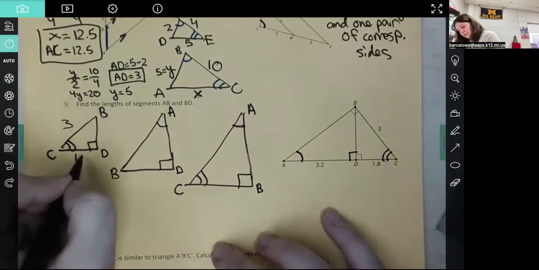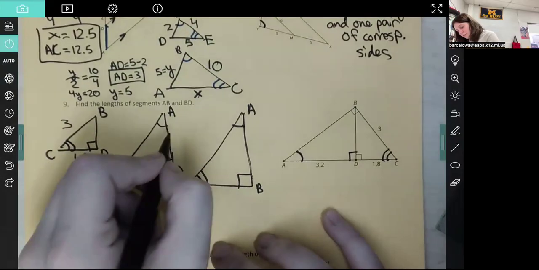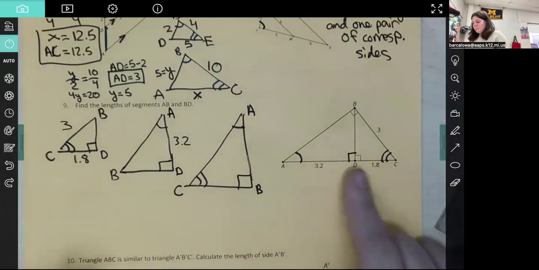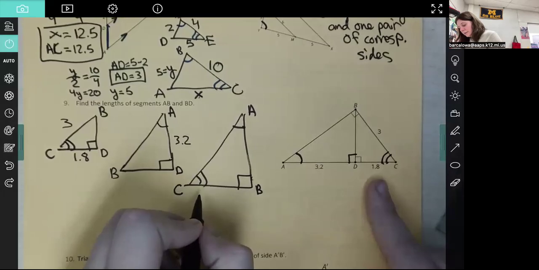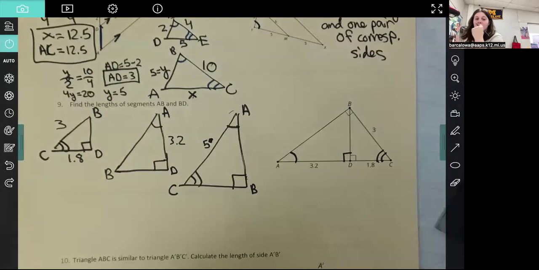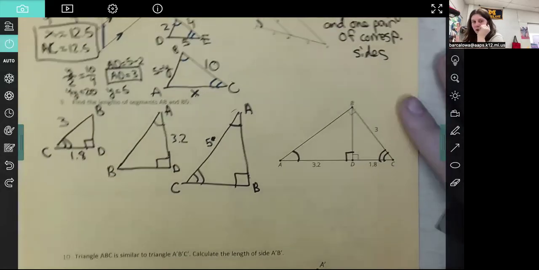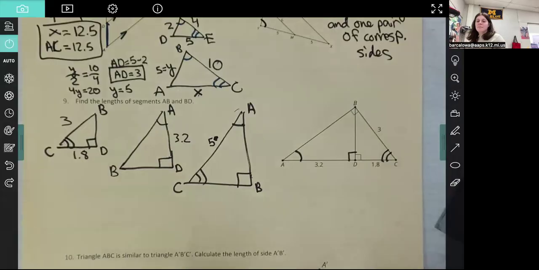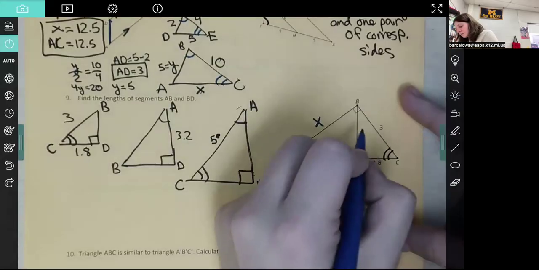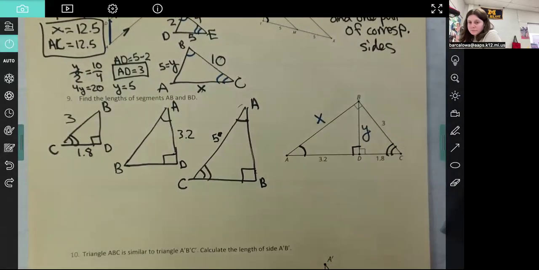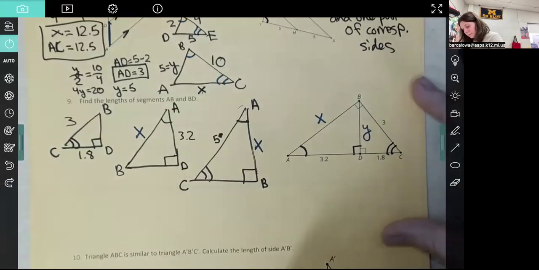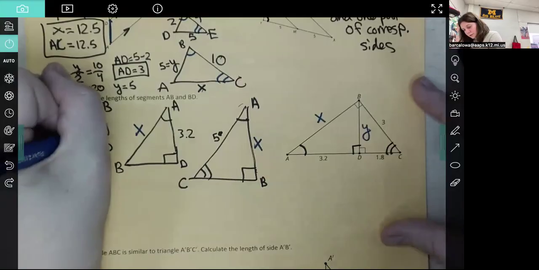CD is 1.8. AD is 3.2. And I could add those together, 3.2 plus 1.8. AC gives me 5. Okay, they want me to find the lengths of segments AB and BD. So let me label AB with an X and BD with a Y. Okay, so AB is X, BD is Y.